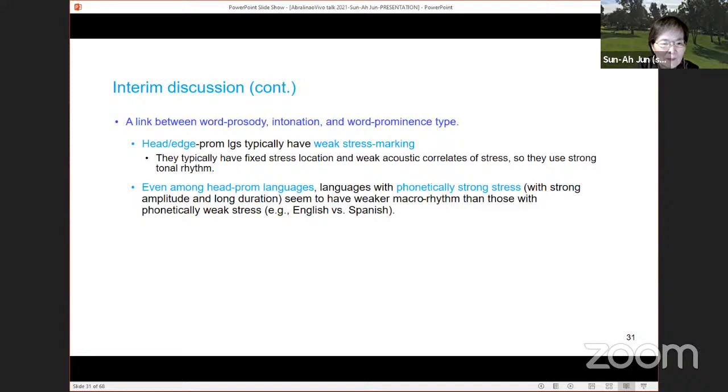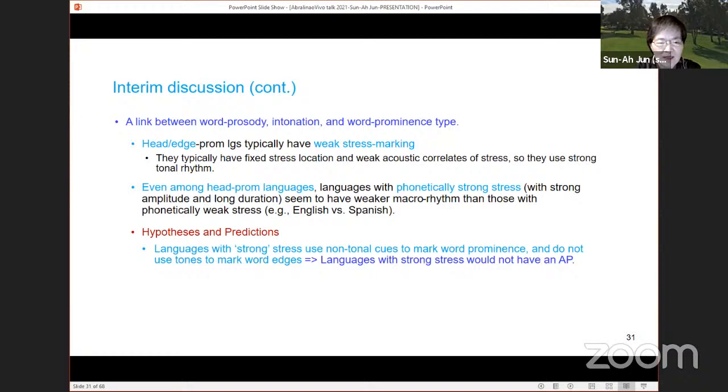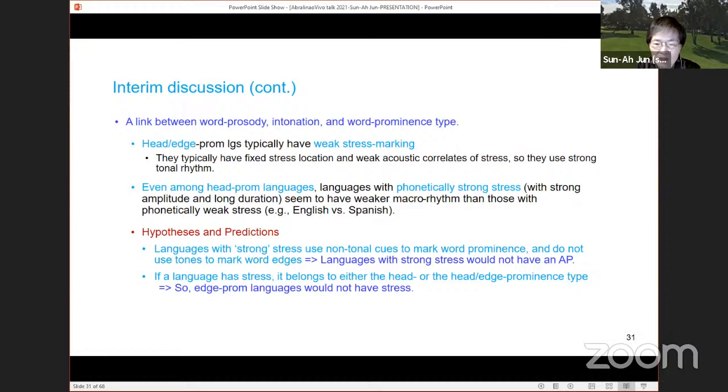Now, the hypotheses that I made and the predictions. The first one is that languages with strong stress use non-tonal cues to mark word prominence and do not use tones to mark word edges. This means languages with strong stress would not have an accentual phrase. The second hypothesis is that if a language has stress, it belongs to either the head prominence type or the head-edge prominence type. So the edge prominence languages would not have stress. Those are the predictions.